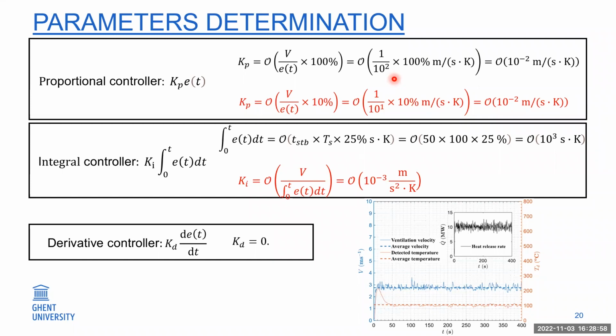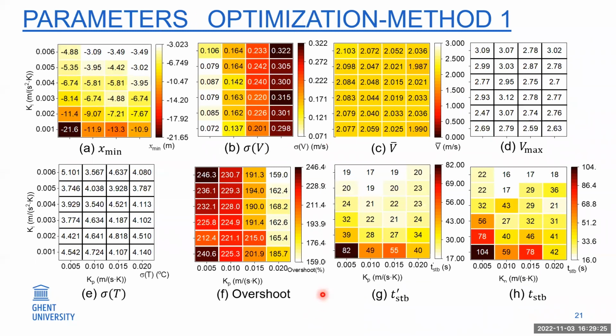We use a similar analysis method. We can obtain the KI in the order of 10 to the minus 3. And because of the stability of the system, and the system is turbulent, we just set the KD equal to 0. After the first estimation, next we need to do the optimization.